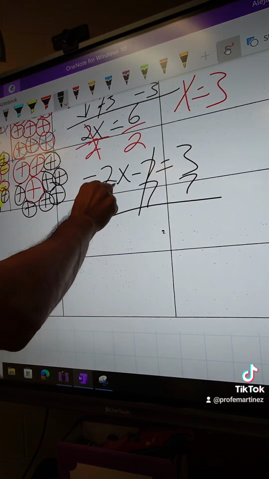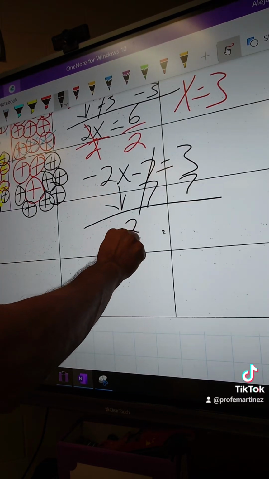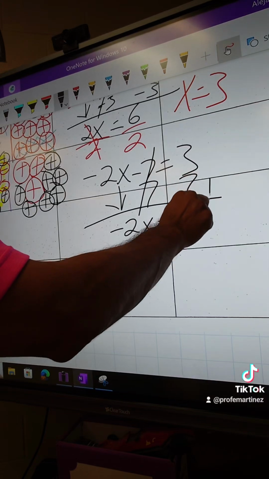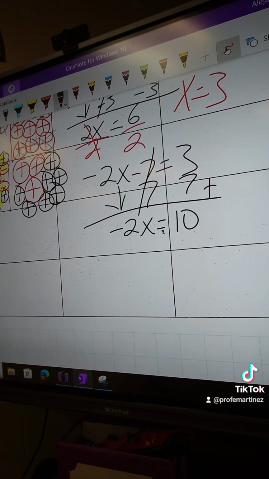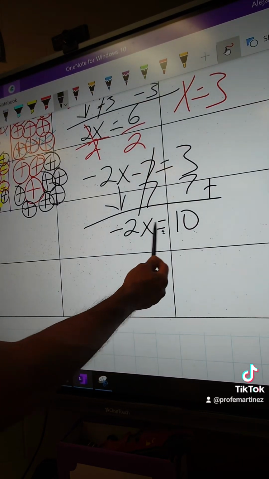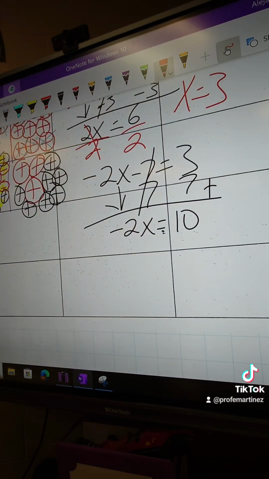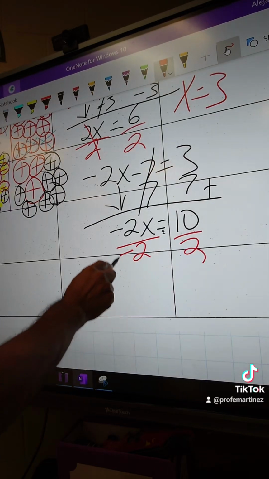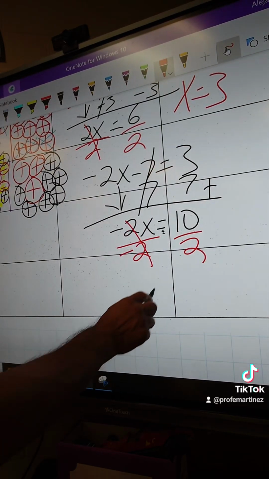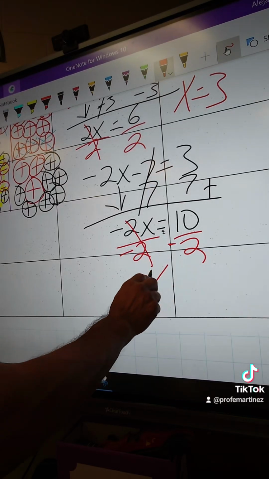These guys cancel. You bring this down: negative 2x equals 3 plus 7, which is 10. And so now you have multiplication, because when they're next to each other, it's multiplication. Do the opposite. The opposite is to divide. Divide by negative 2. These cancel, because it goes to 1. And then this is negative 2.